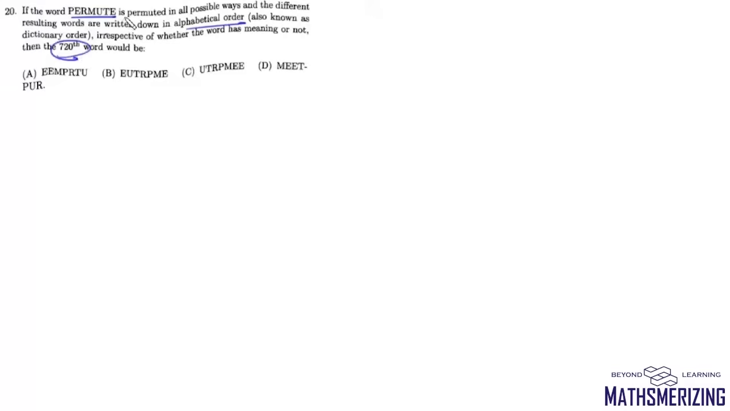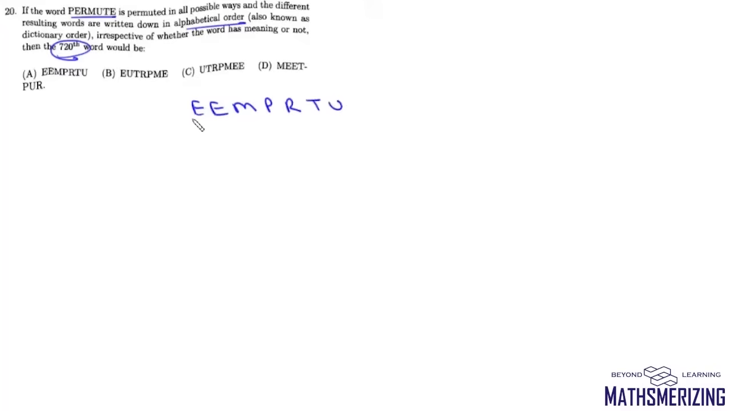So first thing that we'll need to do is write these letters in alphabetical order. So we'll get E, E, then M, P, R, T, and U. So we have altogether 7 letters.